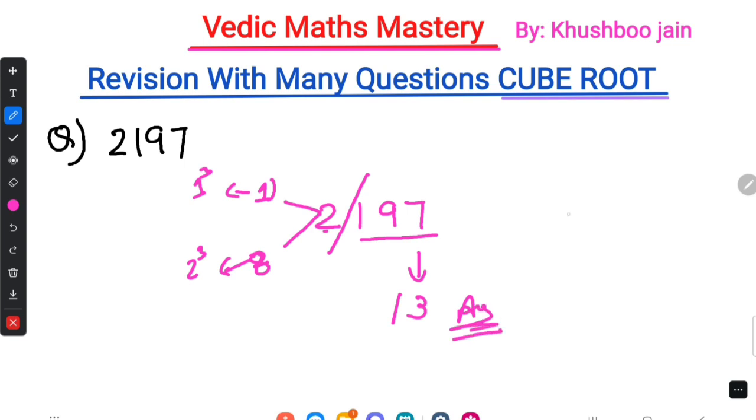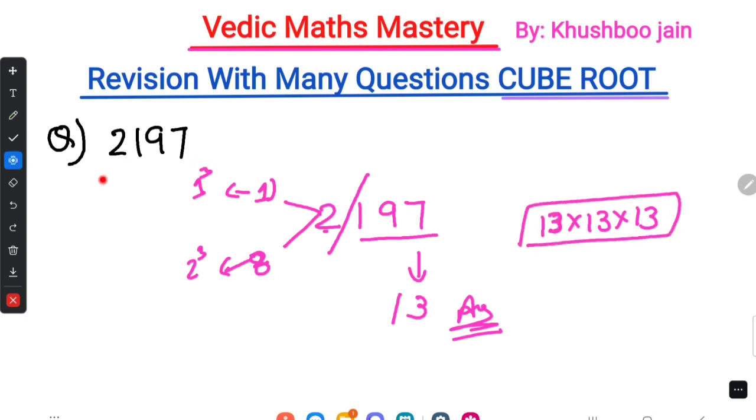So this is the answer. If you multiply 13 into 13 into 13, that is 3 times of 13, you will get 2197. So this is the answer. See how easy it is.